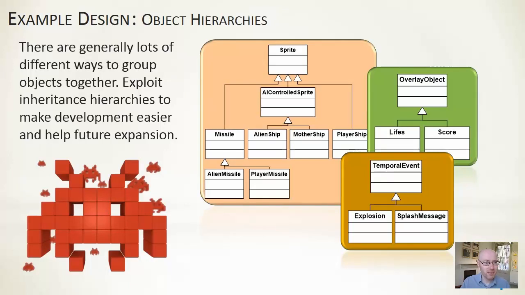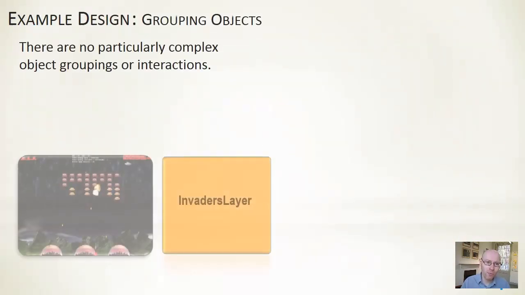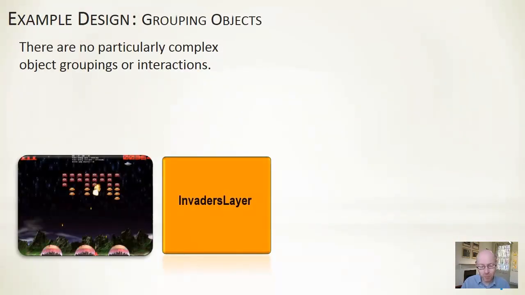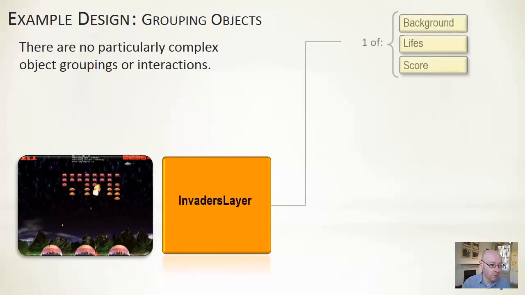For this particular one, there are no overly complex groupings in terms of the data structures that we might use. So Space Invaders is fairly straightforward. We could say that the actual game will live within an invaders layer, so we'll group it within that. We might have a separate layer for our menu. Within that invaders layer, we'd like to have one background, one life, one score, so we don't really need groupings of them. We could simply go for a dynamic array of bases, alien ships, and alien missiles.